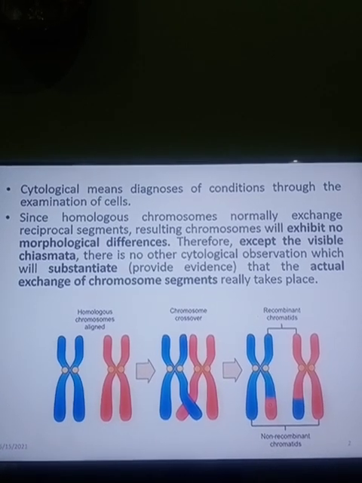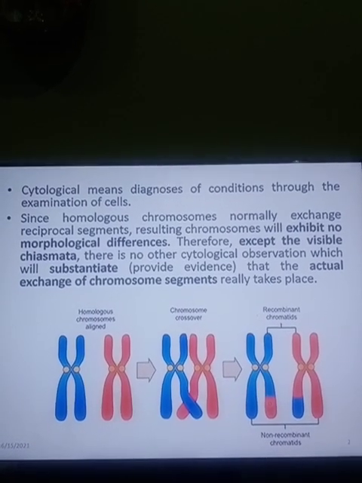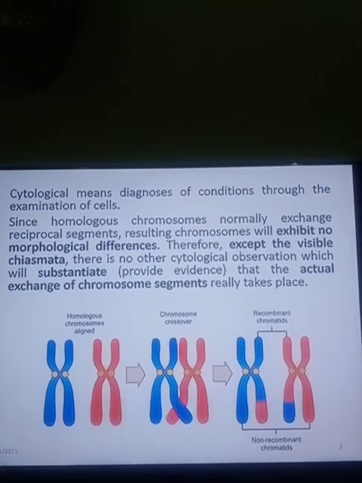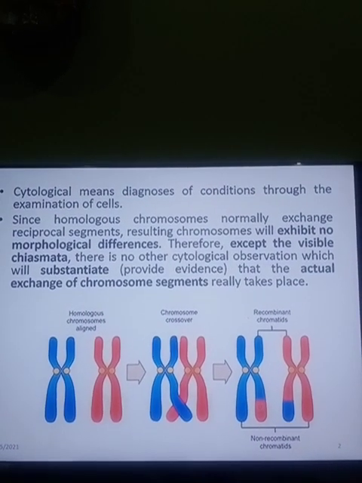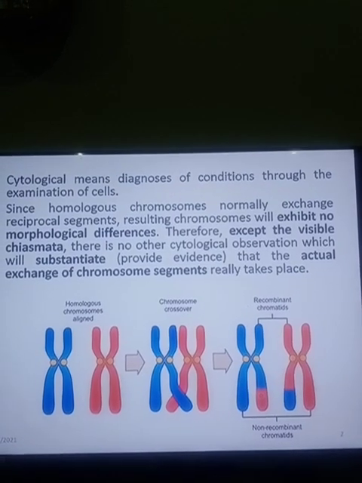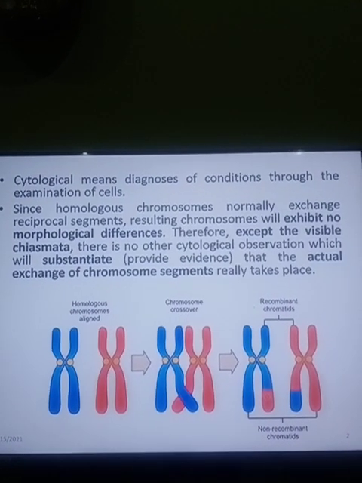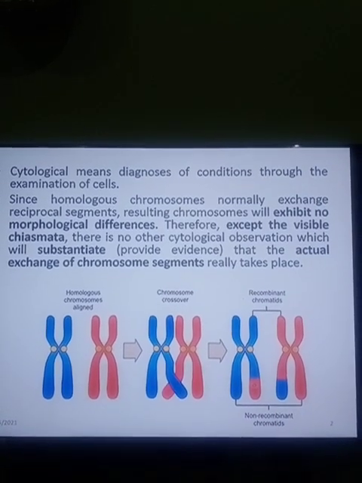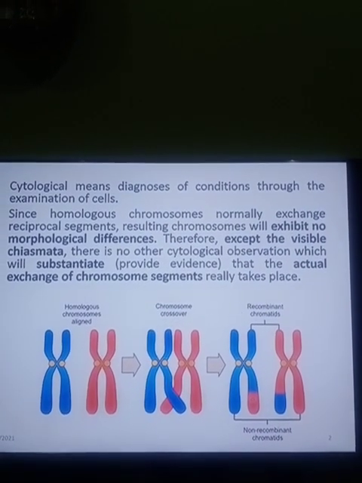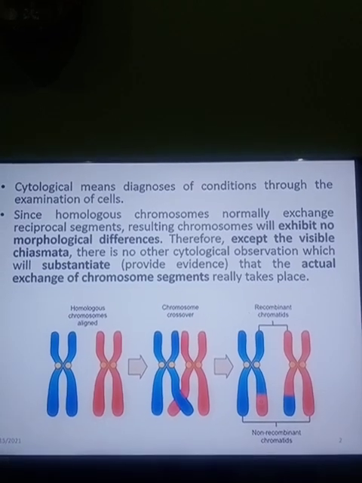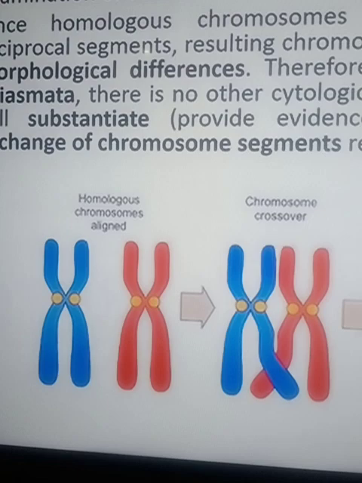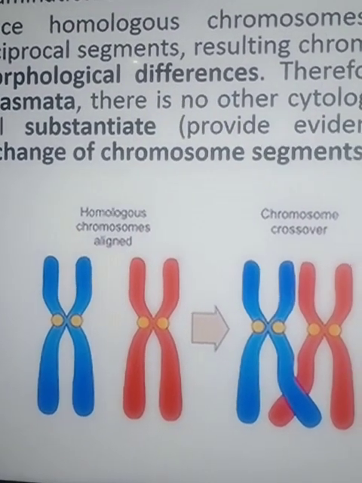the resulting chromosomes exhibit no morphological difference. Therefore, except for the visible chiasmata, there is no other cytological observation which will substantiate and provide evidence that the actual exchange of chromosome segments really takes place. Crossing over always occurs between the homologous chromosomes.